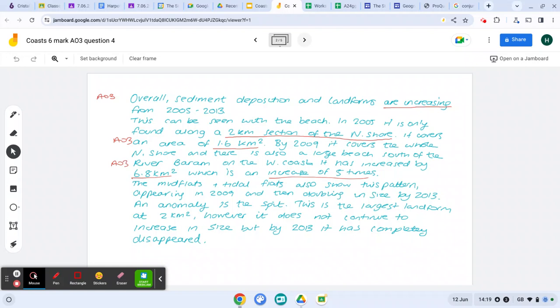The mudflats and tidal flats also show this pattern, appearing in 2009 and then doubling in size by 2013. An anomaly is the spit. Okay, so now I'm going to find an anomaly. This is the largest landform. It's much bigger than the other landforms. However, it does not continue to increase in size. By 2013, it has completely disappeared. So I've explained my anomaly.